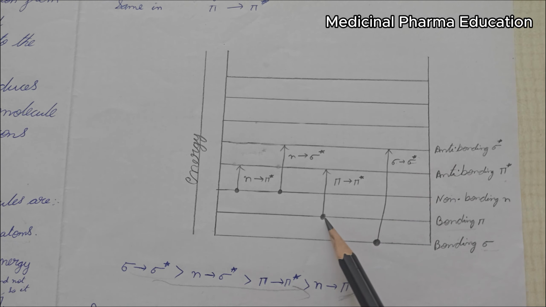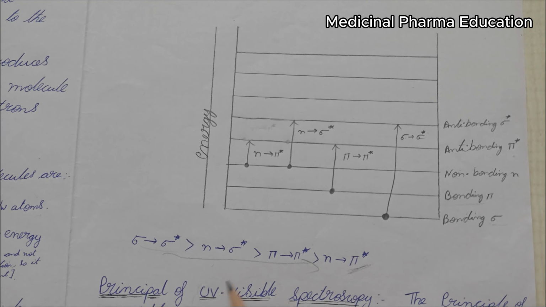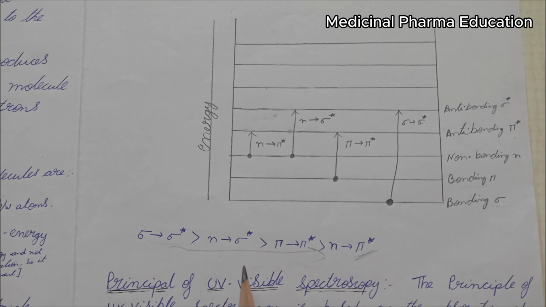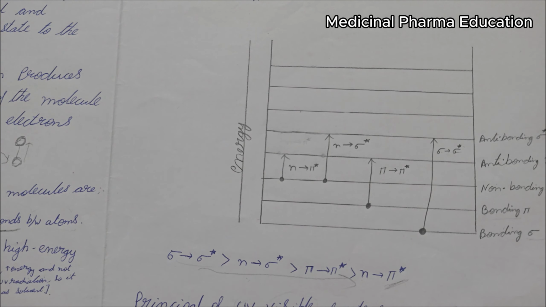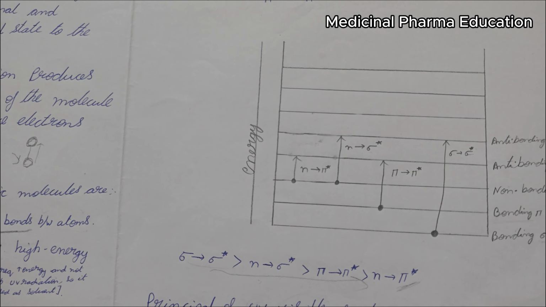Here the next strongest one is n to sigma star. You can see here I have given n to sigma star. The next one is pi to pi star, and the least energy required is n to pi star. This is the basic theory, and the laws I will cover in the next video, the theory and the basic concepts of UV spectroscopy.